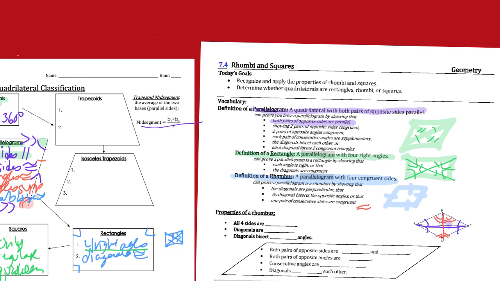So the main features would be if you have a rhombus, which is a parallelogram with four congruent sides, well, then the diagonals will be perpendicular. They meet at a right angle, and it bisects the opposite angles. So what are the character qualities of a rhombus? Okay, let's check these out.